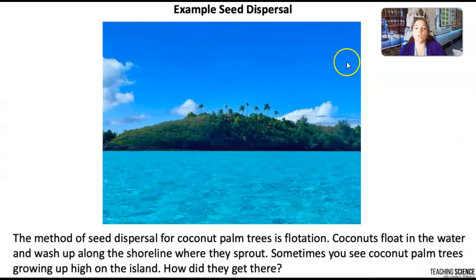All right, well, let's look at another one. Example, seed dispersal. The method of seed dispersal for coconut palm trees is flotation. Coconuts float in water and wash up along the shoreline when they sprout. Sometimes you see coconut palm trees growing high on the island. How did it get there? So you've got to think, if coconut seeds float in water, how the heck did it get all the way up there?